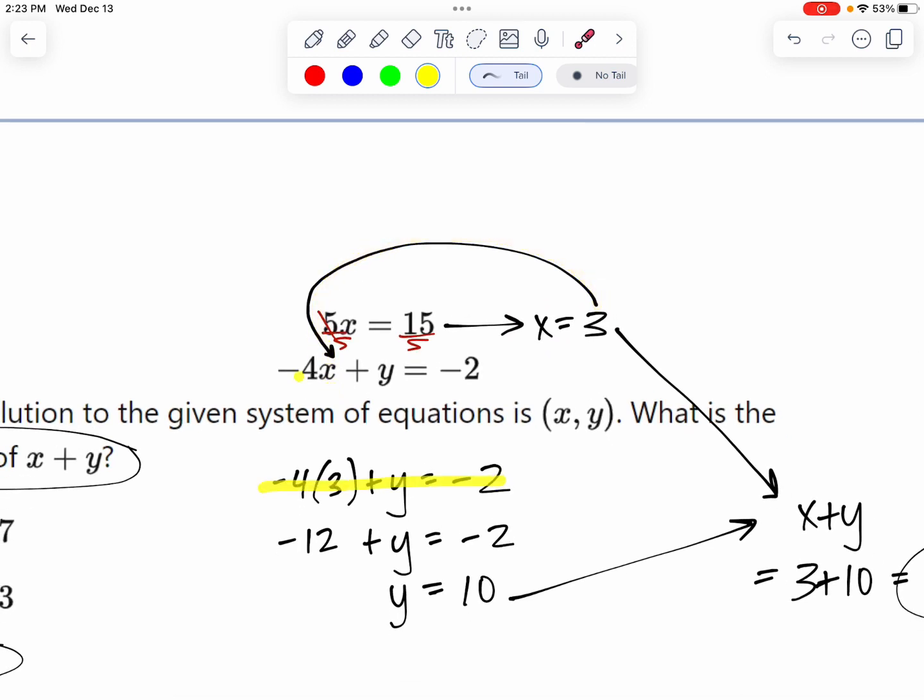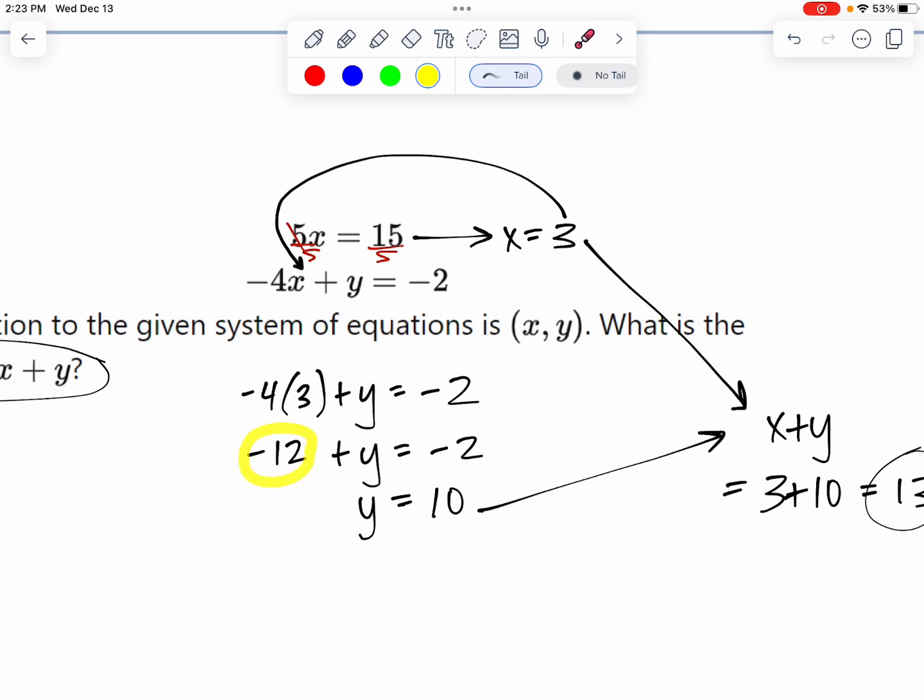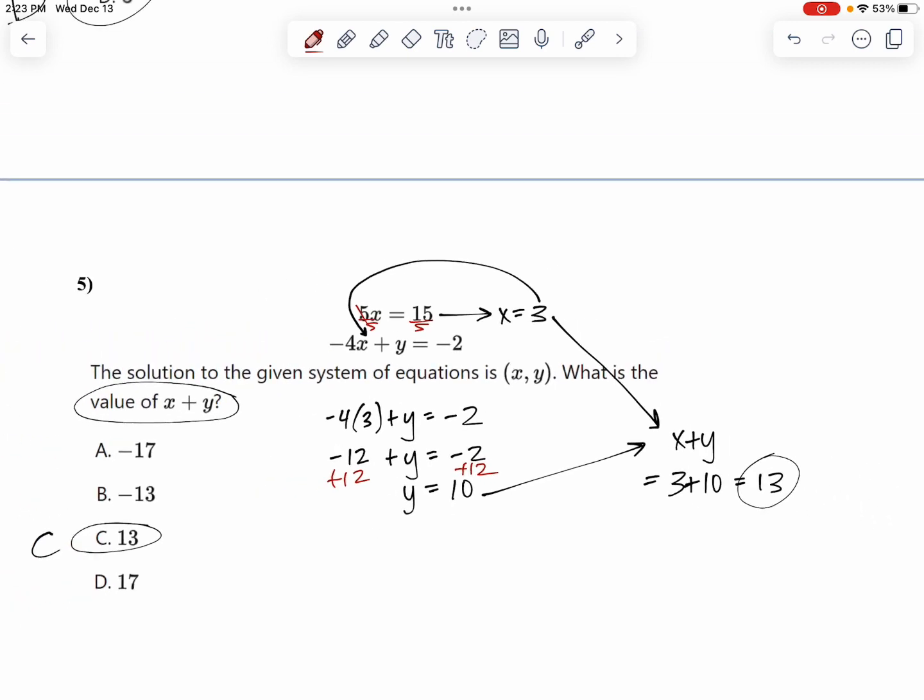So I took this negative 4 and I wrote it here, and I plugged in the 3 for the x. I still have positive y, and I still have negative 2, and I'm going to solve this thing. Negative 4 times 3 is negative 12. When I add 12 to both sides, you get 10. And that's the y value. And remember, they want me to add it to the x value, so I also need an answer for x. We already got that. It was 3. So I'm taking the 3 and I'm taking the 10, and I am adding them together, and that is why the answer is 13.